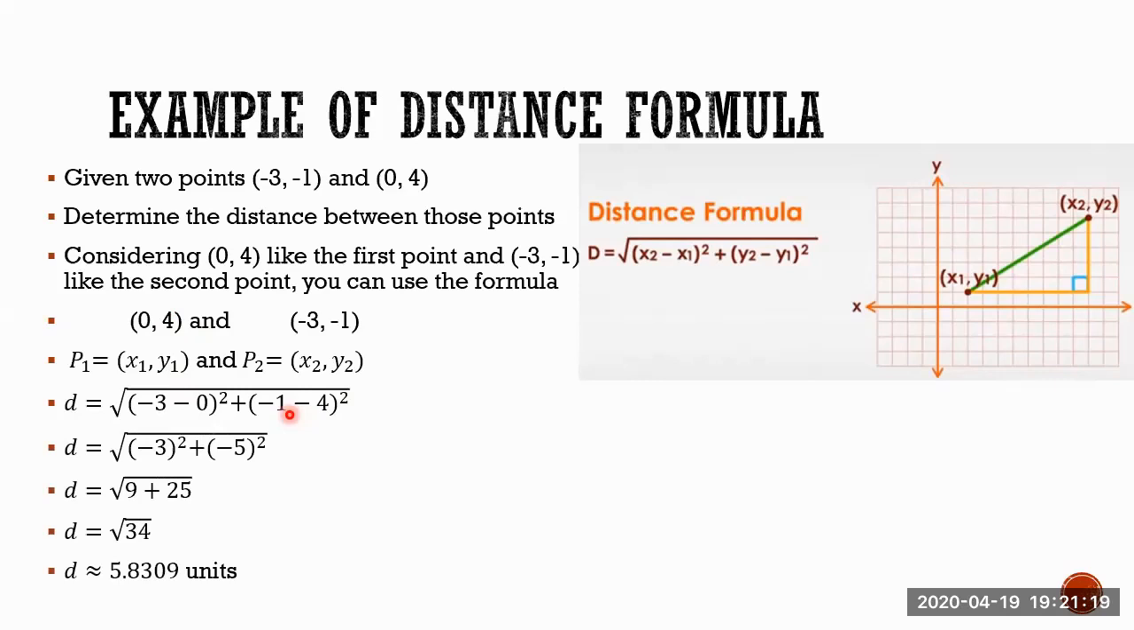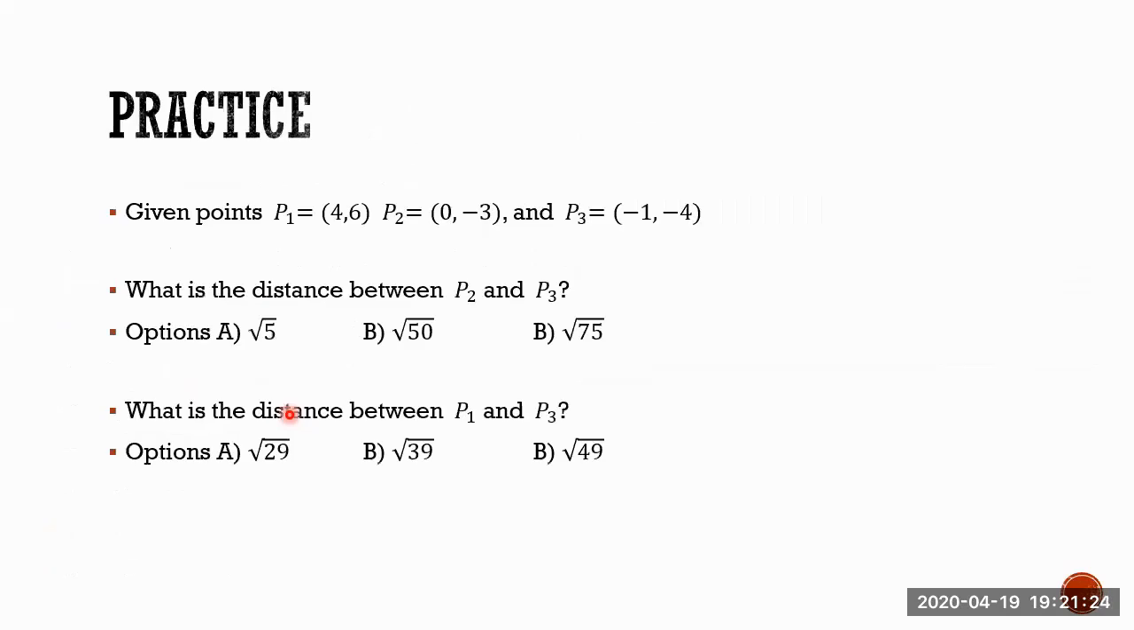Okay, easy. I think it's very easy. Just practice a little bit, and for that we have this short practice, and then we conclude this first class. It's not complicated. I'm giving you here 3 points: (4, 6) is your first point, (0, -3) is another point, and (-1, -4) is the other point. I'm asking you what's the distance between P2 and P3, the second point and the third point. So make your procedure, make your analysis.